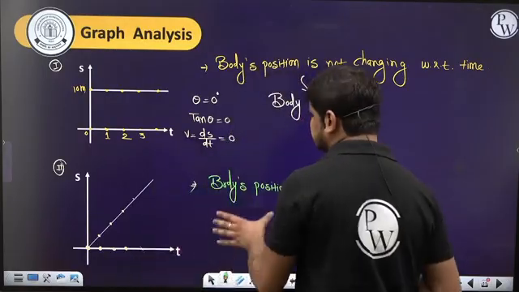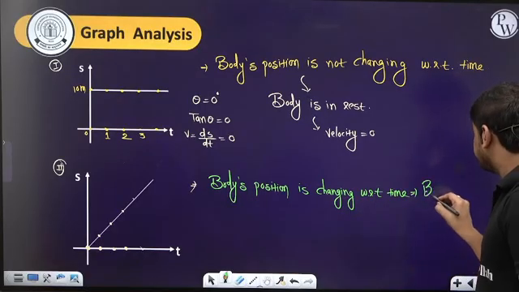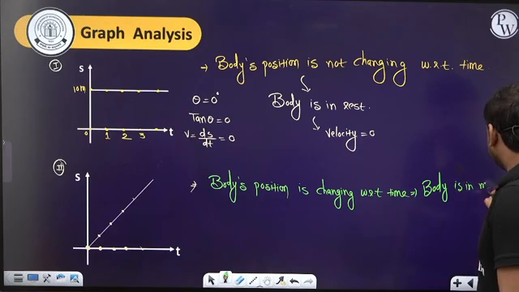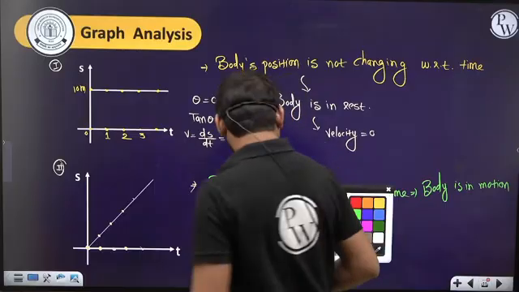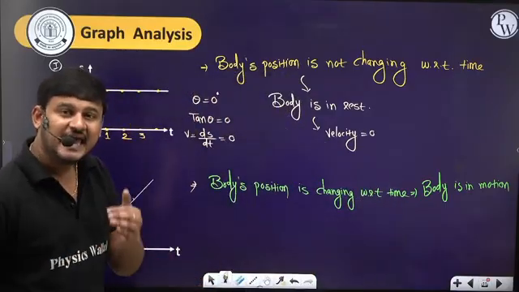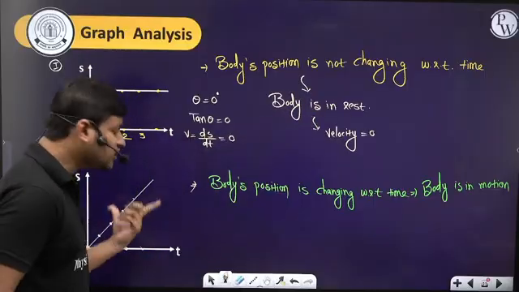So from here, what is the first conclusion you can say? The body is in motion. That means the body is moving. This is the first conclusion. Now, whether the body is moving with a constant velocity or accelerating, that also we should check.